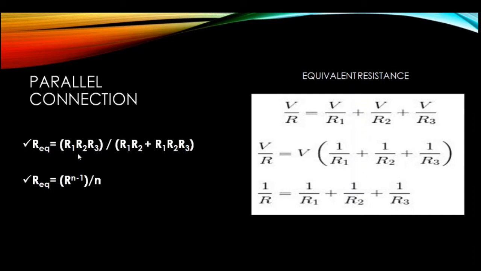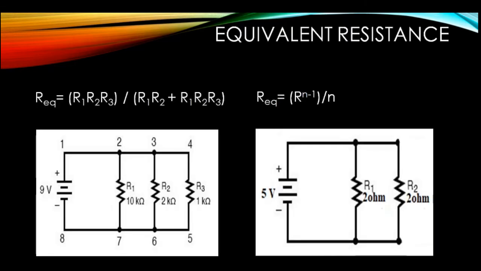Similar to the series connection, when the resistances have the same value in a parallel connection, we can apply this particular formula where n is the total number of resistances: R power n minus 1 divided by n. Now let us see two examples here. In the first example, I have three resistances connected in parallel, 10 kilo ohm, 2 kilo ohm and 1 kilo ohm. So here the three resistances have different values, so we will be going with this particular formula.